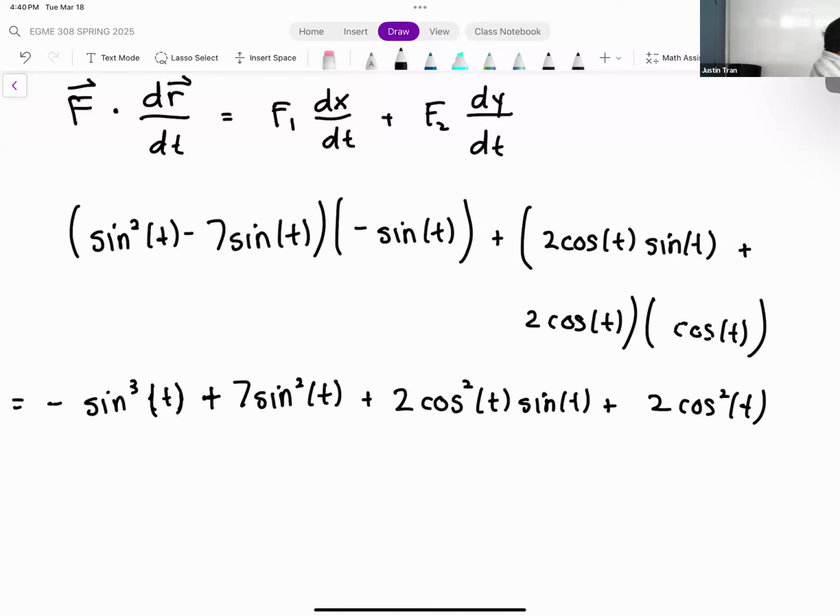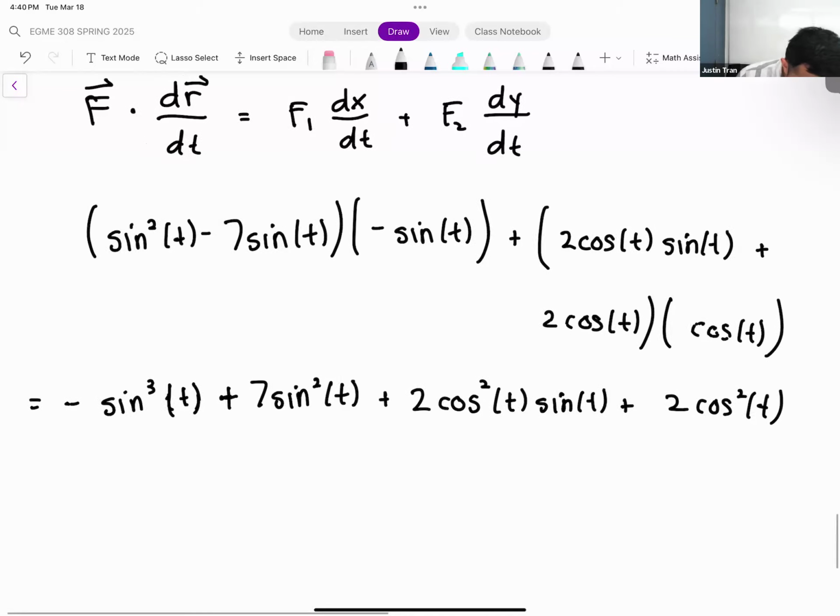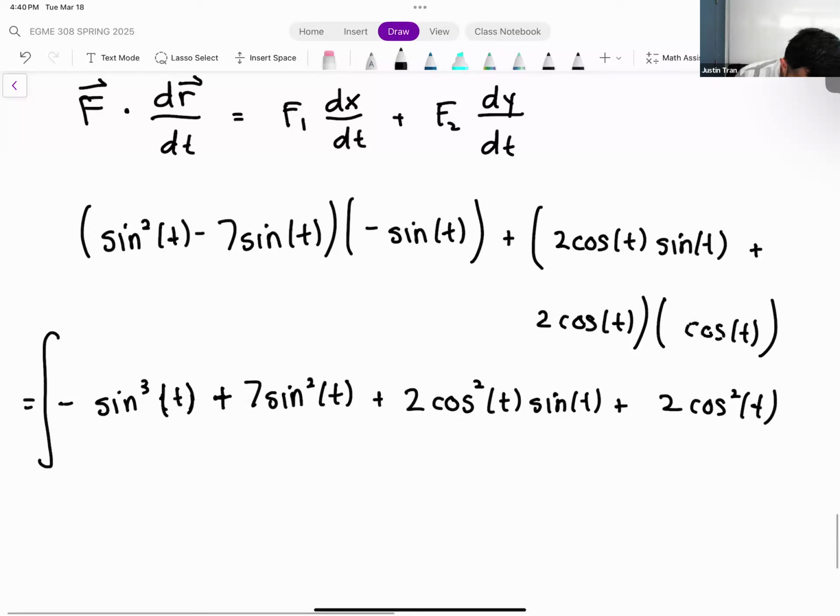All right, so that is our integrand. And so to perform the line integral, we need to make one full rotation around the circle. So we're going to integrate from 0 to 2 pi dt. So of course, this is not a pleasant integral to do. And so this is where you'd have to pull out a lot of the trig identities, a lot of the double angle formulas, maybe some other trig identities, things like that.